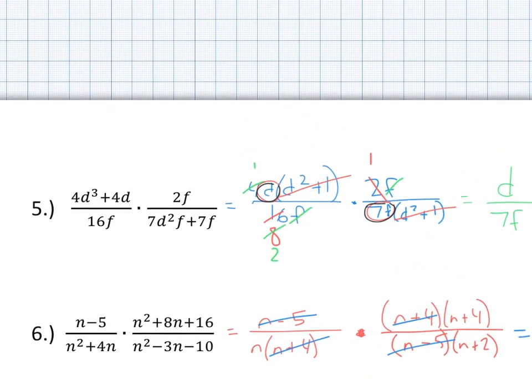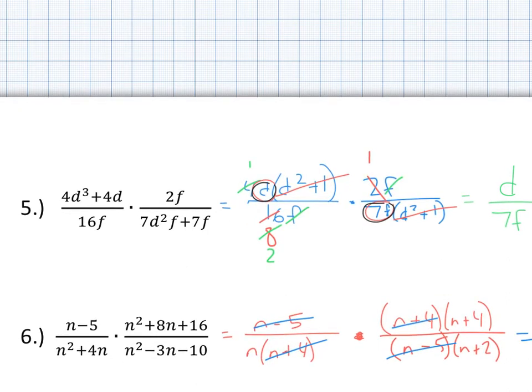Number 5. What I did first was I pulled a 4D out of this one. So I had 4D times D squared plus 1. And the 2F I just brought over here. I've got 16F down here. And then I've got 7F I pulled out of this one. And then I left D squared plus 1 as the other factor.